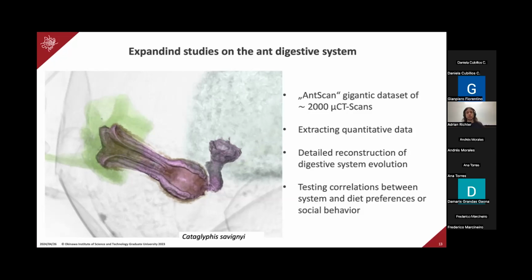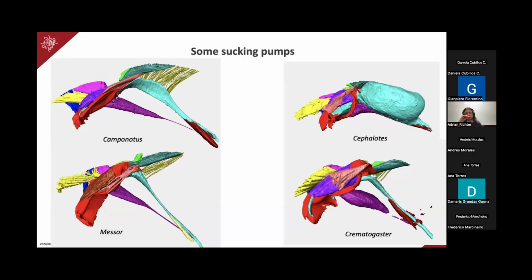And I want to extract that morphological data from these data sets of the digestive system to get a detailed reconstruction of the evolution of the system, but also to test hypotheses of correlated evolution between the digestive system and the different lifestyles and ecologies of different ants. And I haven't gotten very far in that project yet, so I can't tell you much. This is what it looks like right now.